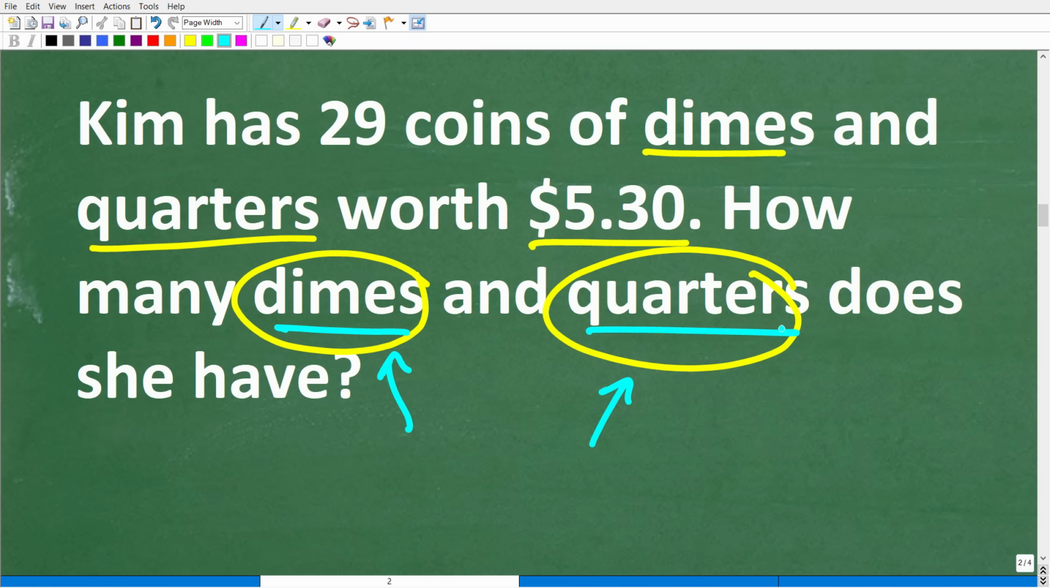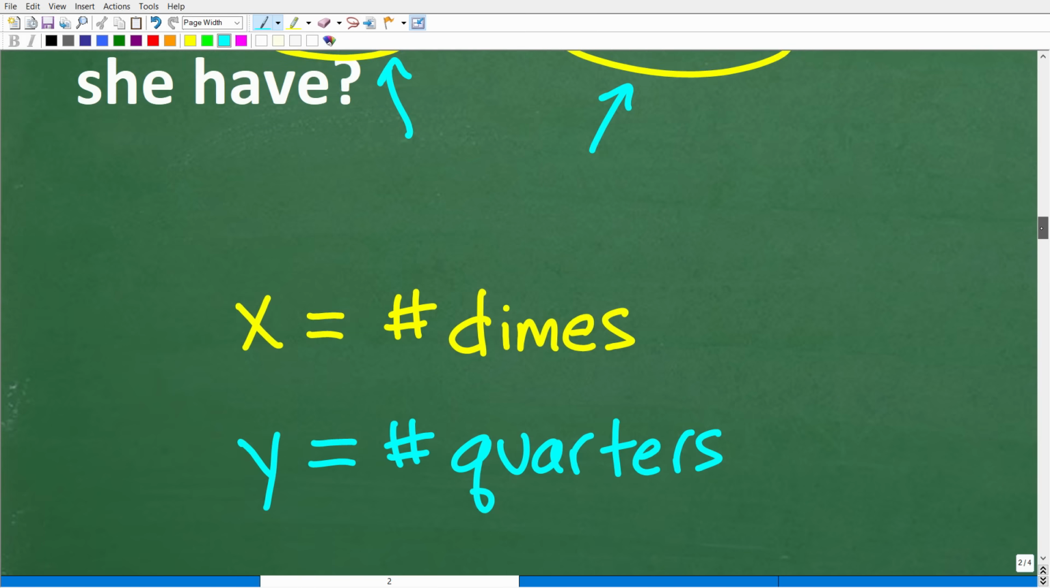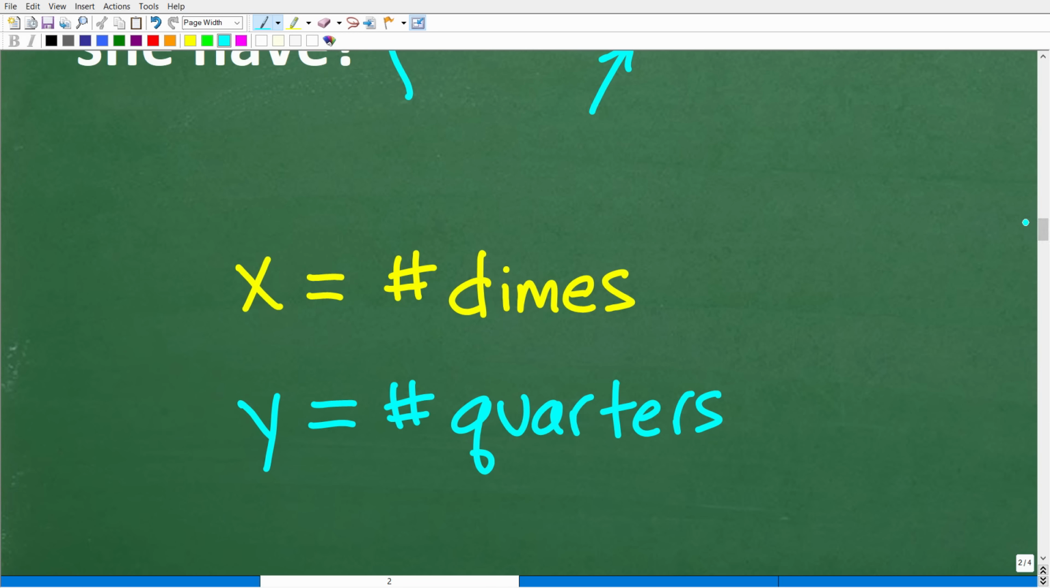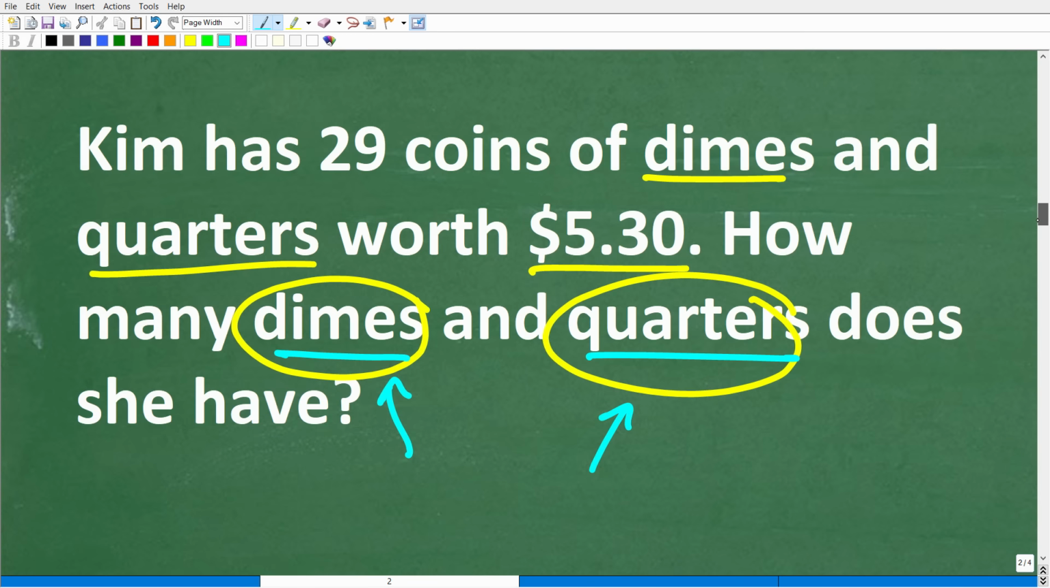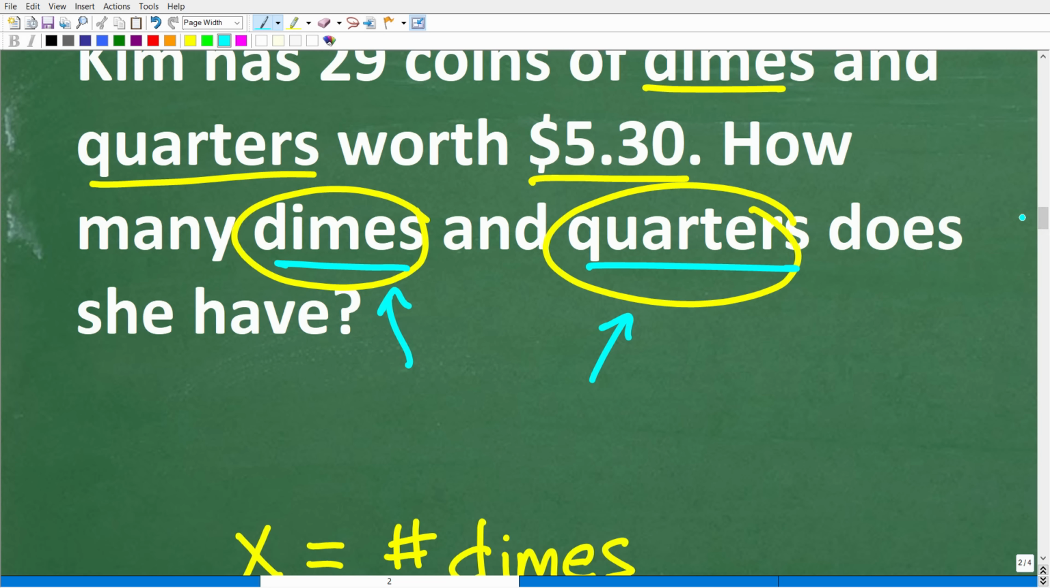So in terms of algebra, we may want to use 2 variables to represent these unknown values. And this is going to be the real key to solving this problem. I'm going to let x equal the number of dimes Kim has, and we'll let y equal the number of quarters. We're going to use 2 variables because the question is asking for 2 things, how many dimes and how many quarters. It's not just asking for one thing.